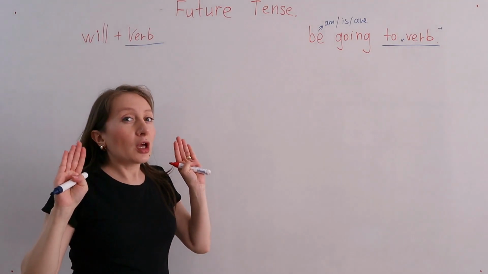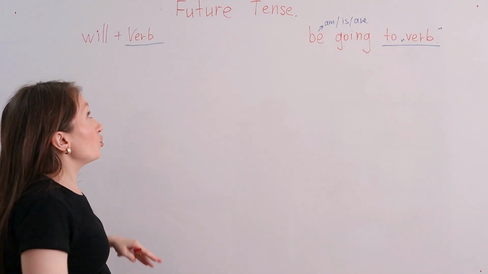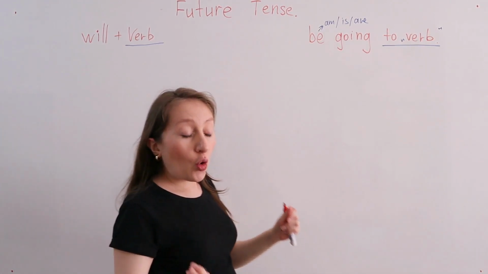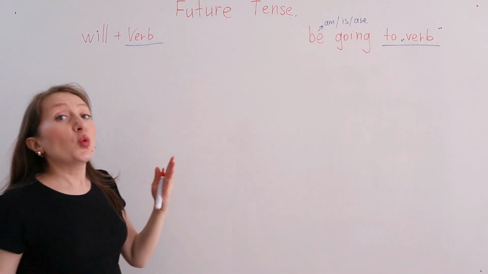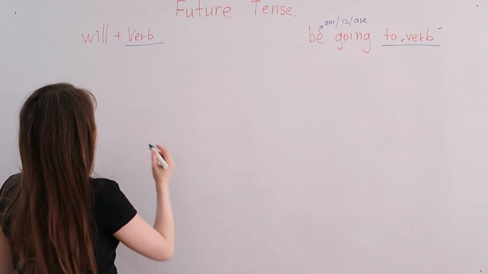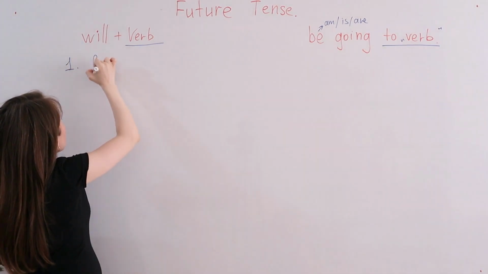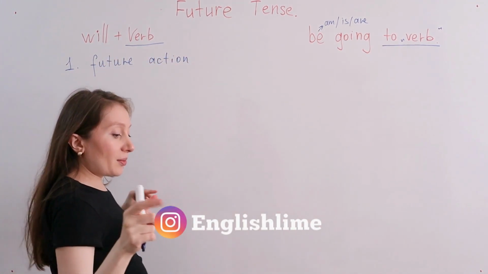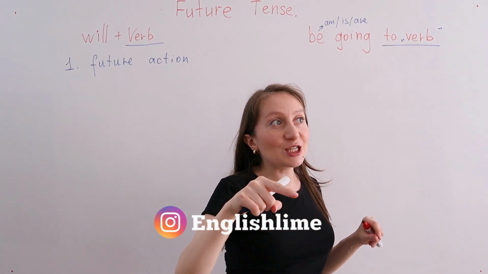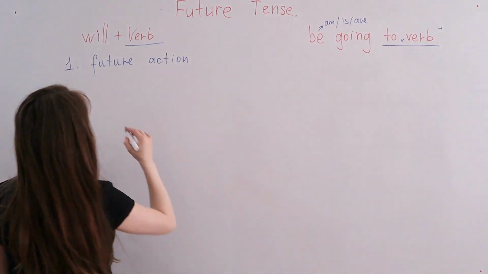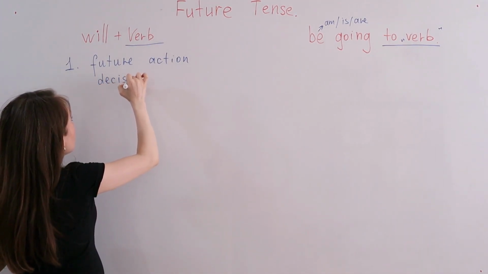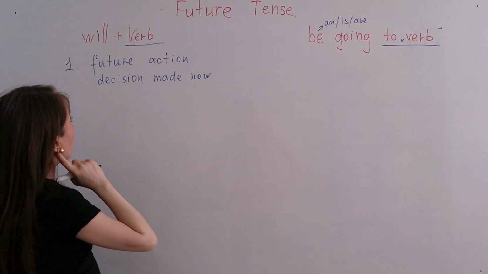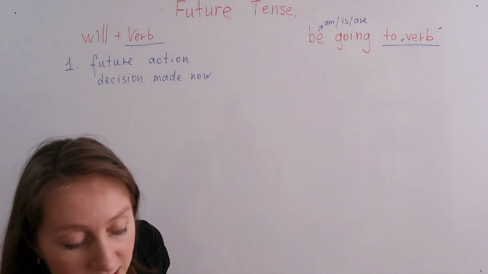And I will write to you the cases when we use future simple and when we use the be going to construction. So, we use will plus verb when we talk about future actions. So, number one is future actions. Do you remember in the previous lesson I told you, decision made now, all right? Decision made now. Right?